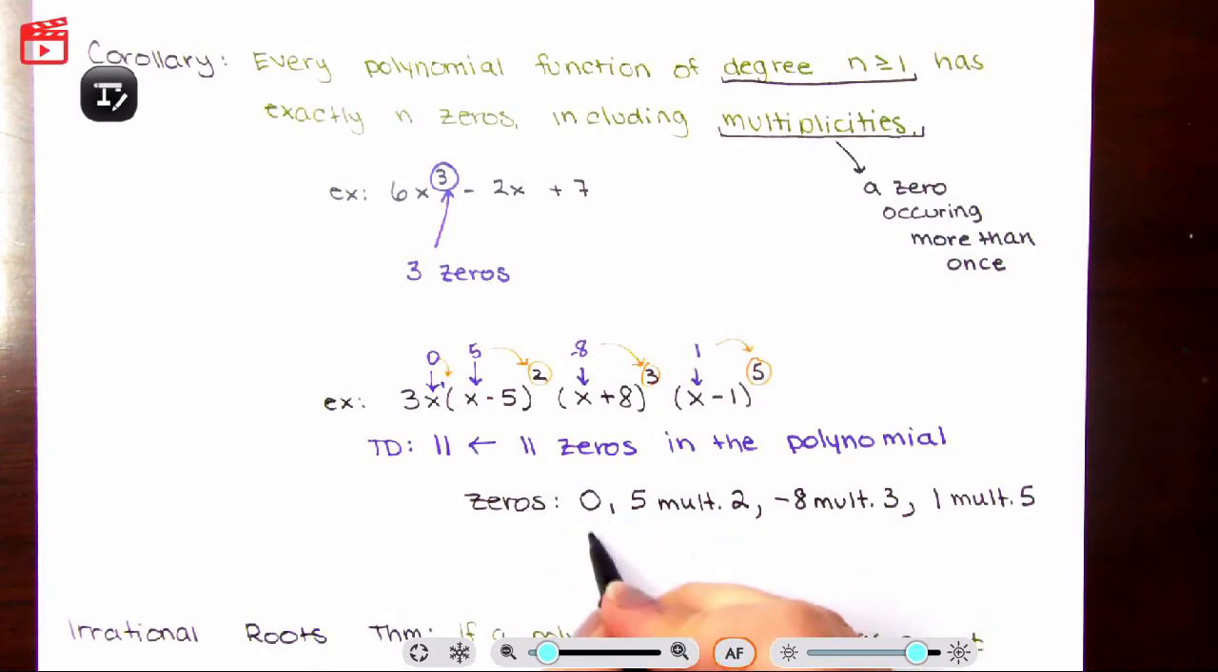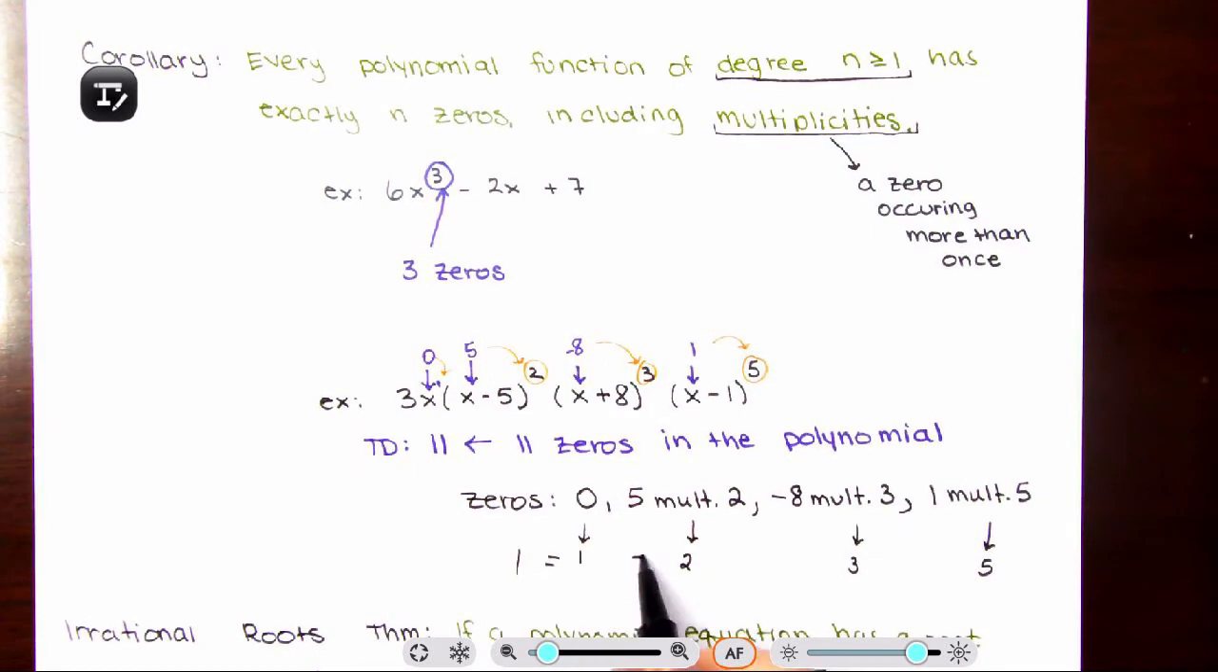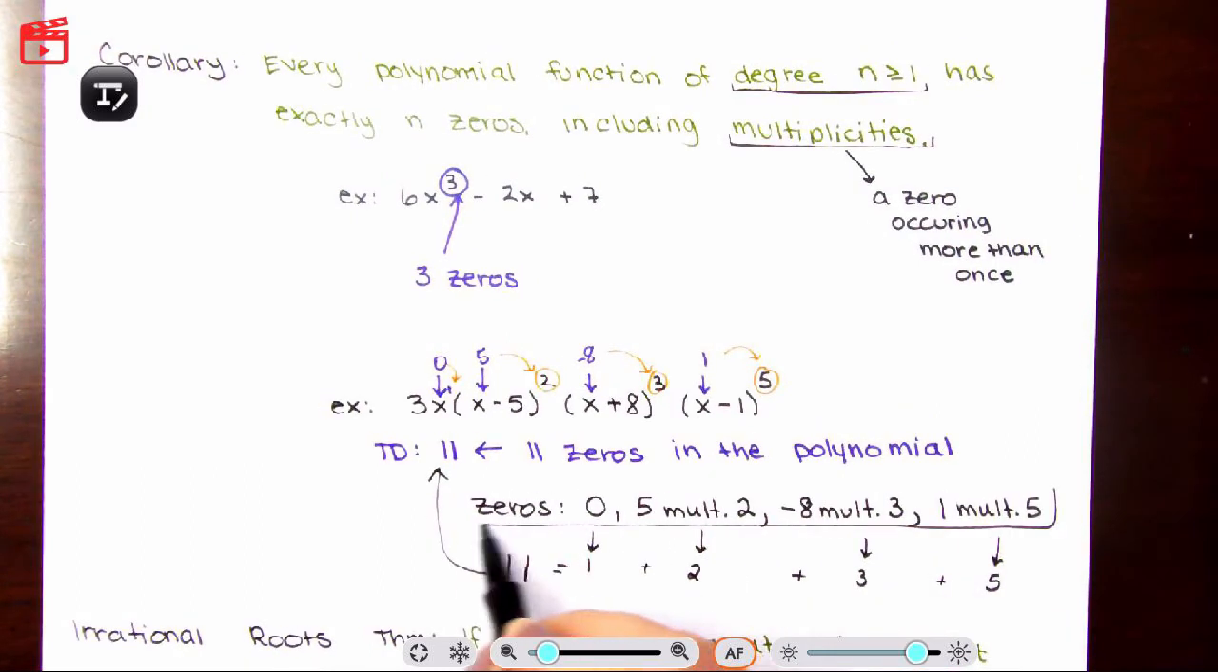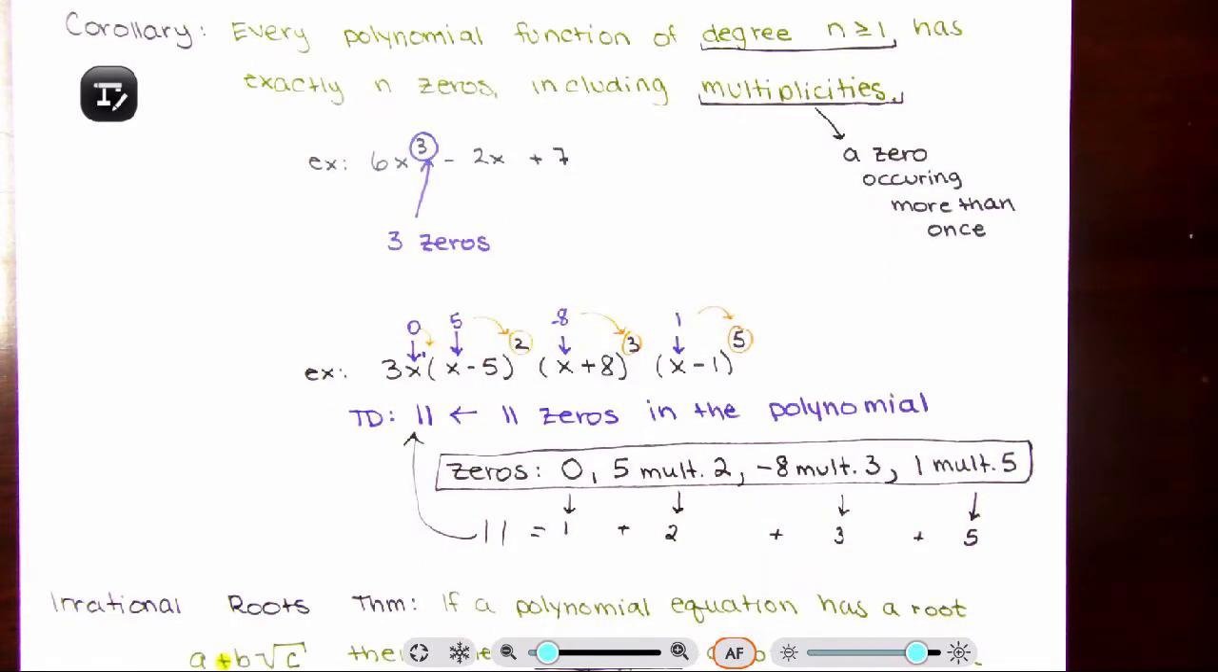So that means I have 1, I have 2 here, I have 3 here, and I have 5 here. So 1, 2, 3, 4, 5, 6, 7, 8, 9, 10, 11. I should have 11 zeros total. And these are my actual zeros. So multiplicities just tells you how many you have on that particular exponent. It's the behavior. So that is the fundamental theorem of algebra and the corollary.